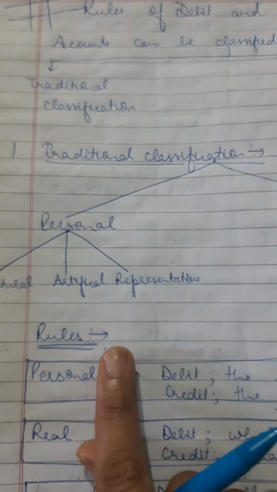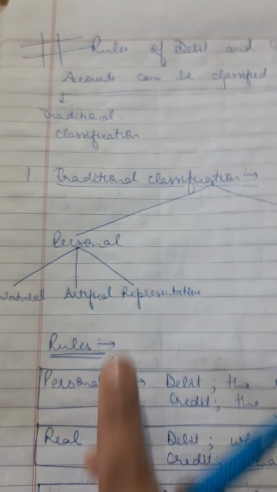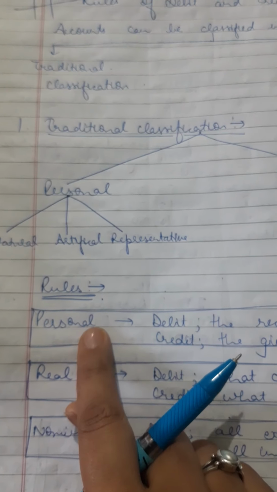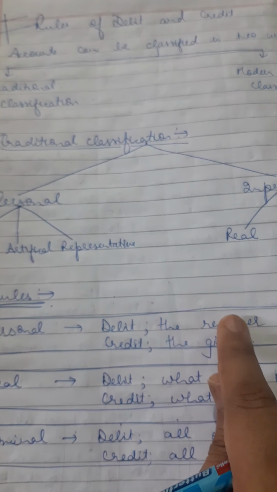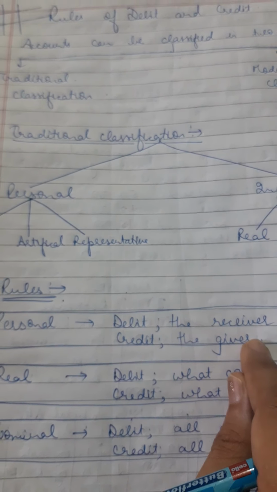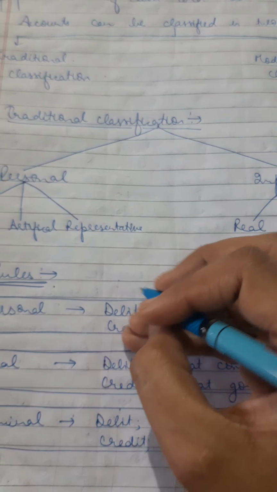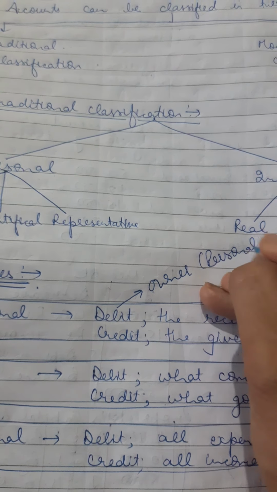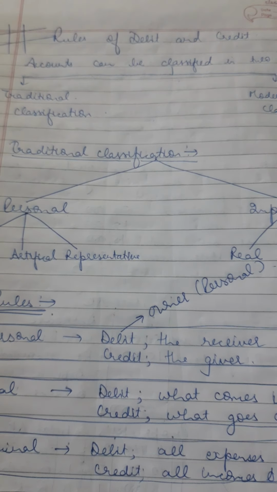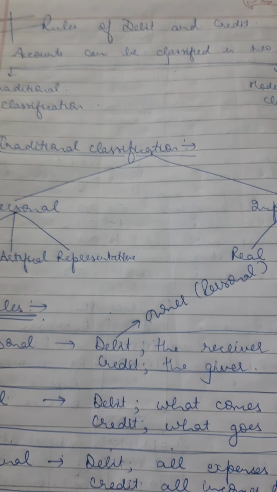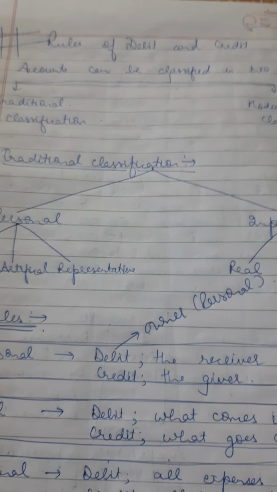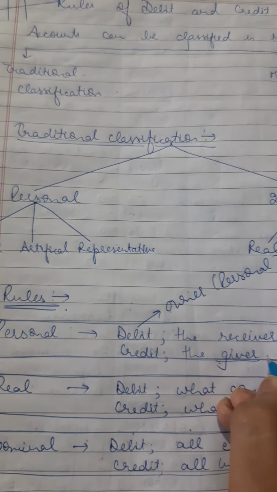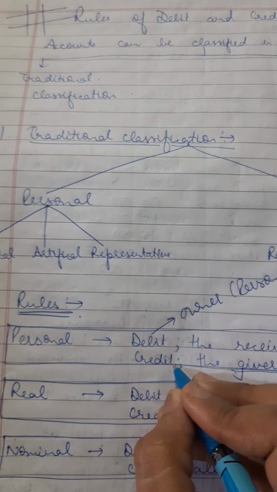Now coming to the rules under traditional classification. Rule for personal head, real and nominal accounts. For personal, always the rule will be debit the receiver, credit the giver. For example, owner is giving money to the business. In this case, owner is personal account. So, owner is giving money to the business. We will always be applying these rules and transactions from the point of view of business. So, he is giving us the capital. He becomes the giver. If he is a giver, the capital account will be credited.